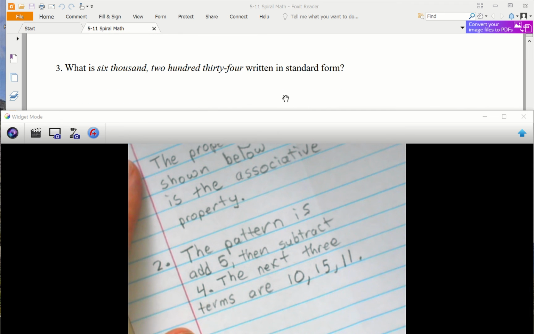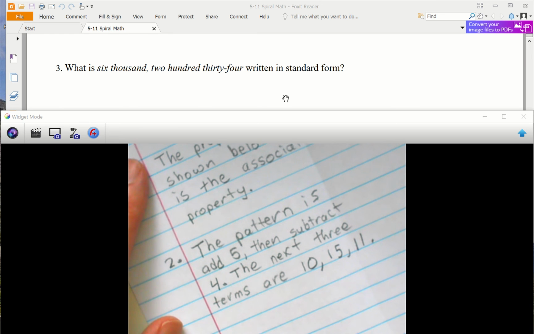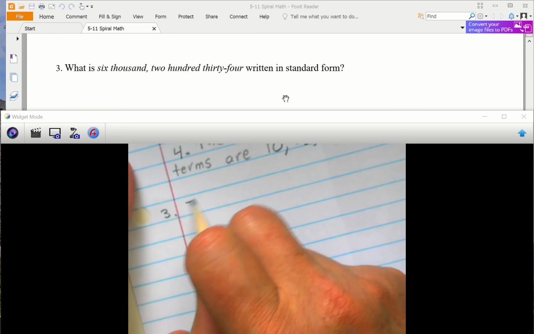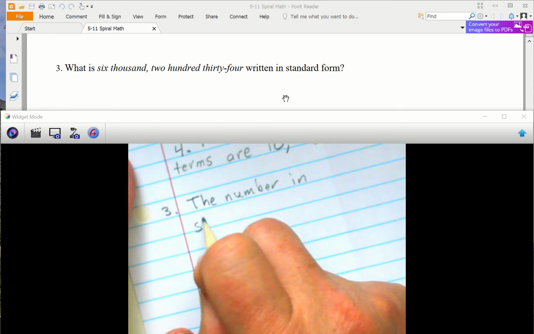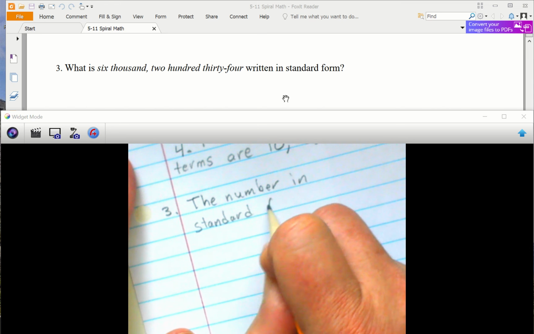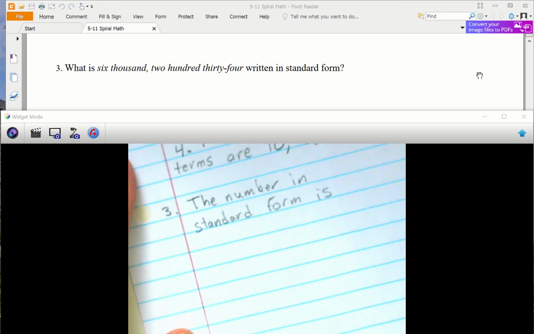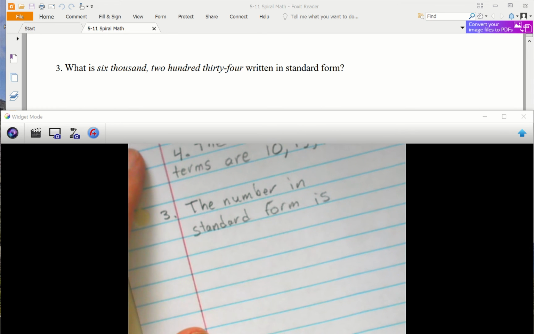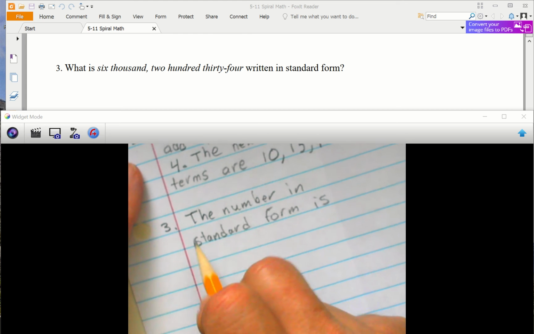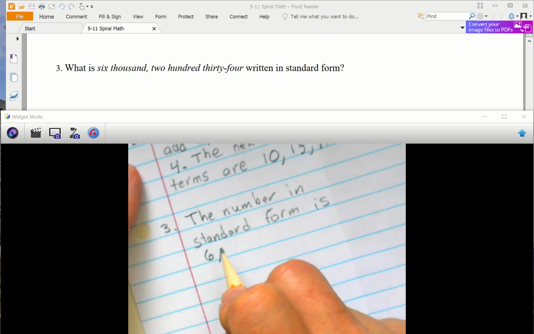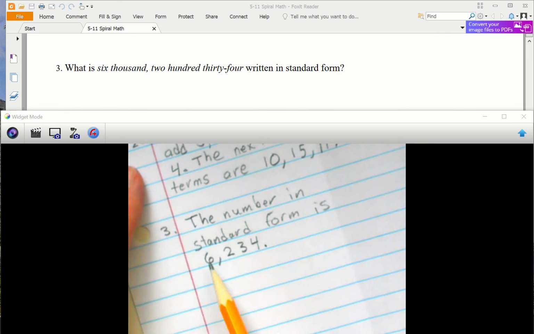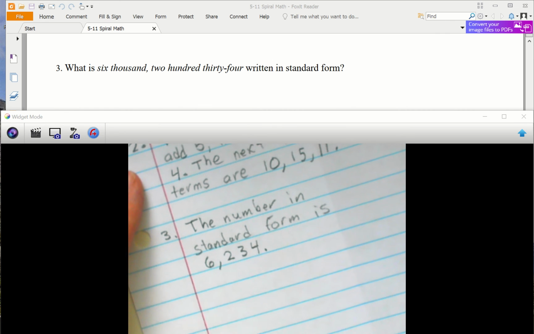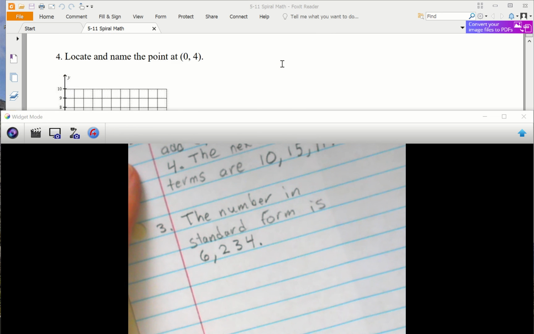What is 6,234 written in standard form? I'll just go ahead and write right here. The number in standard form is 6, comma, 234, and a period at the end of my sentence. So the number in standard form is 6, comma, 234, or 6,234. Let's move on down to number 4.